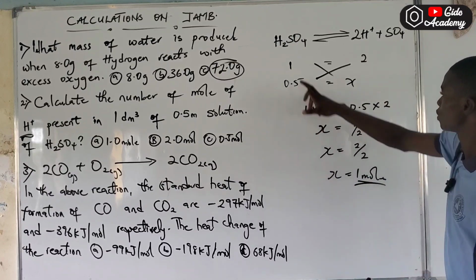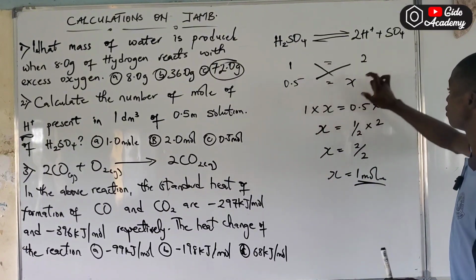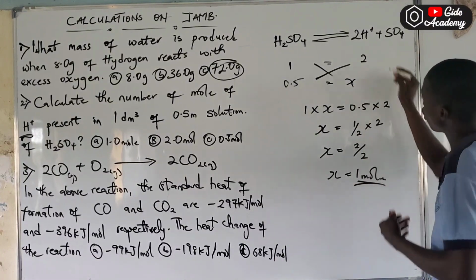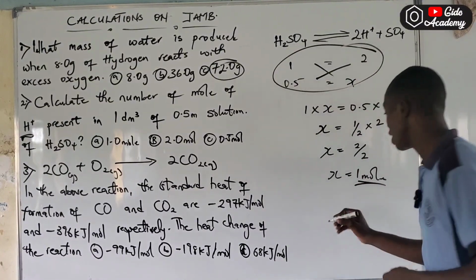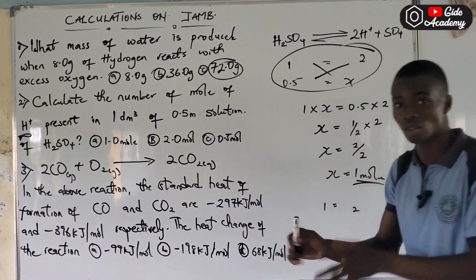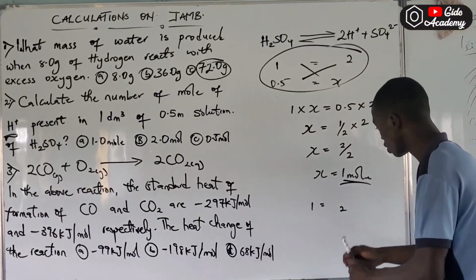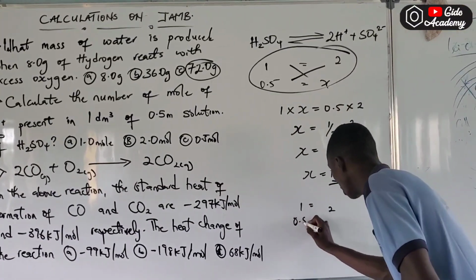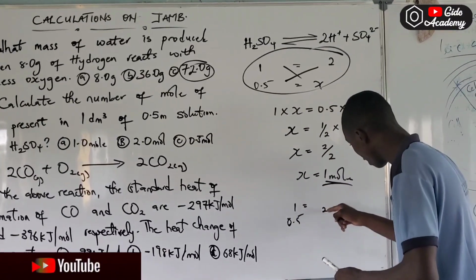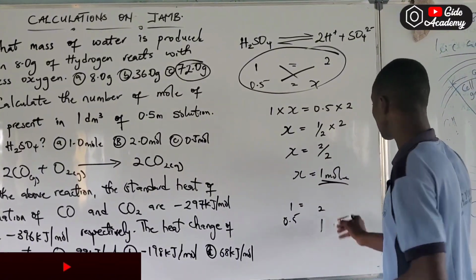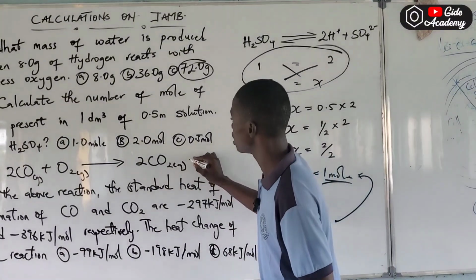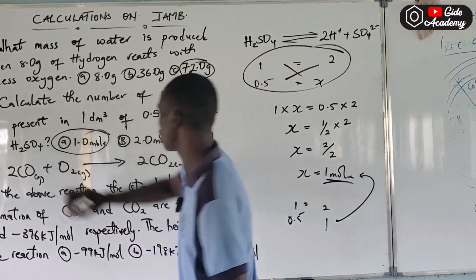So 1 is equal to 2, then 0.5 will be equal to 1. But as a chemist, I don't want to do all this long work. I always want shortcut methods, very short methods. I can say if 1 is equal to 2, then 0.5 is half of 1, right? If 0.5 is half of 1, then what is the half of 2? Half of 2 is 1. So that's exactly the calculation we did to give us this. So the answer to this very question is option A.